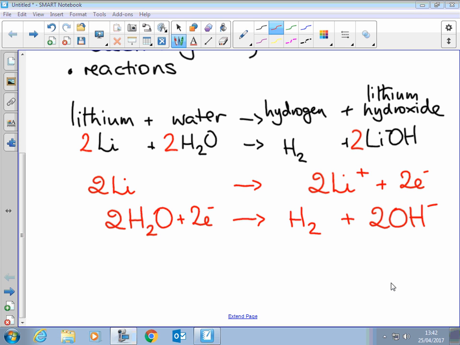Now, in the sense of redox, this makes a lot more sense. It's because they don't change their charge. They don't gain any electrons. They don't lose any electrons.